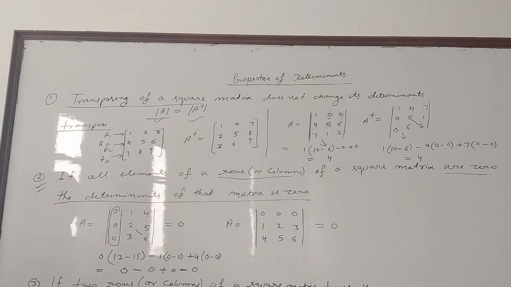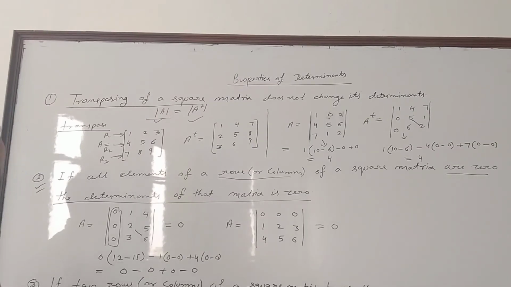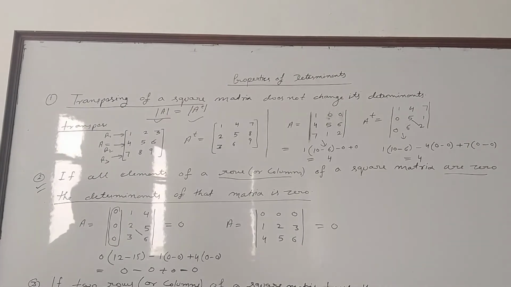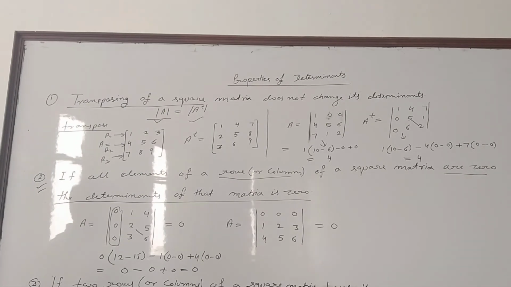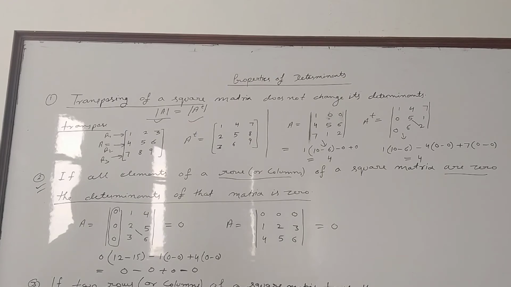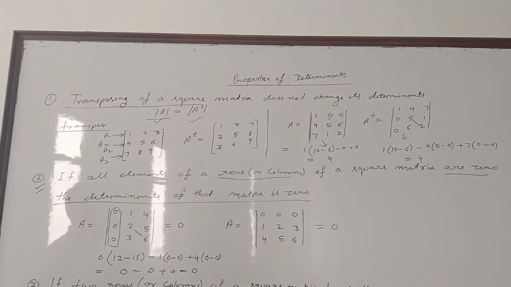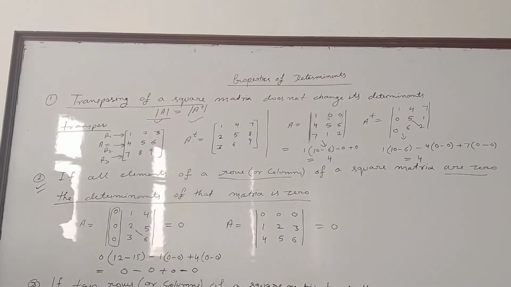So the third condition shows that if we have any determinant in which any two rows or two columns, or more than two rows or columns, are identical or the same, then the determinant of that matrix is always equal to 0. So these are the three properties of the determinant.